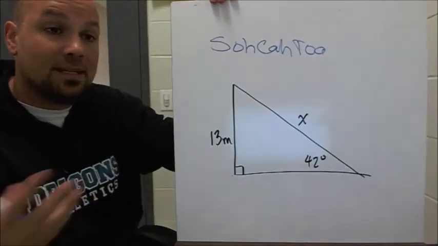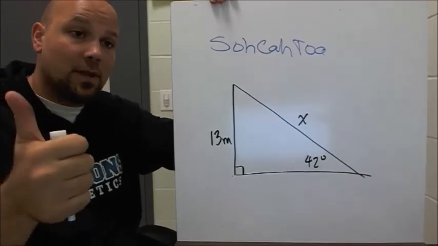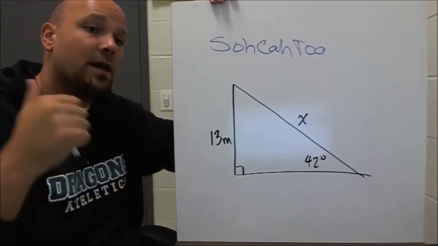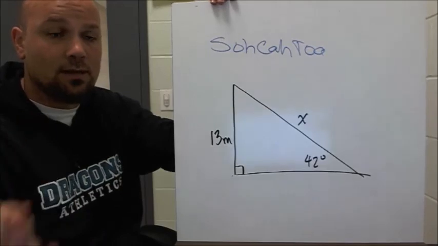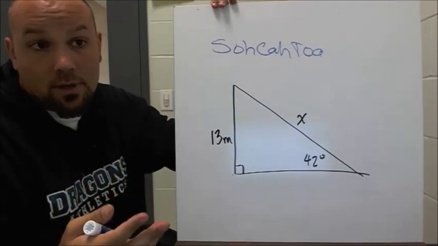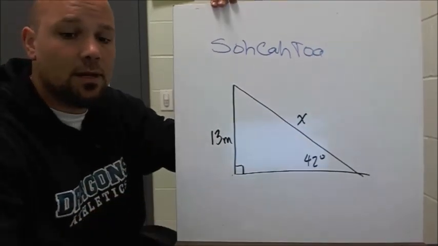Okay, so that's it. That's all there is to it. We have to decide, is it a right angle triangle? And if it's not, I have to decide if I have ratios or not. If I have ratios, sine law. If I don't have ratios, cosine law. All right, that's all.